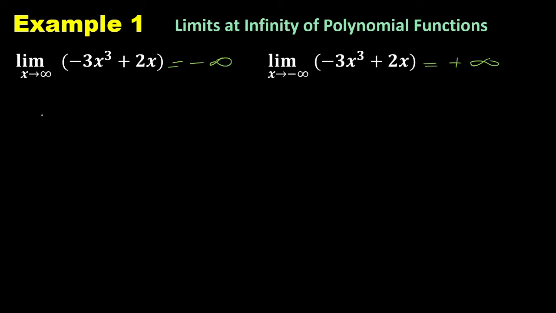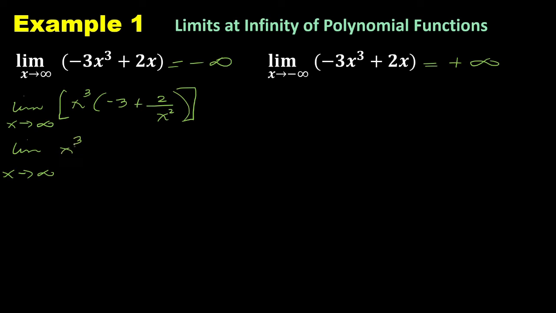Another strategy would be by using factoring. If we're going to do the limit as x approaches infinity, and we have the function, if we factor out x cubed, we would have here negative 3 plus 2 over x squared. And then applying the theorems, we have the limit of x cubed as x approaches infinity times the limit of negative 3 plus 2 over x squared as x approaches infinity.